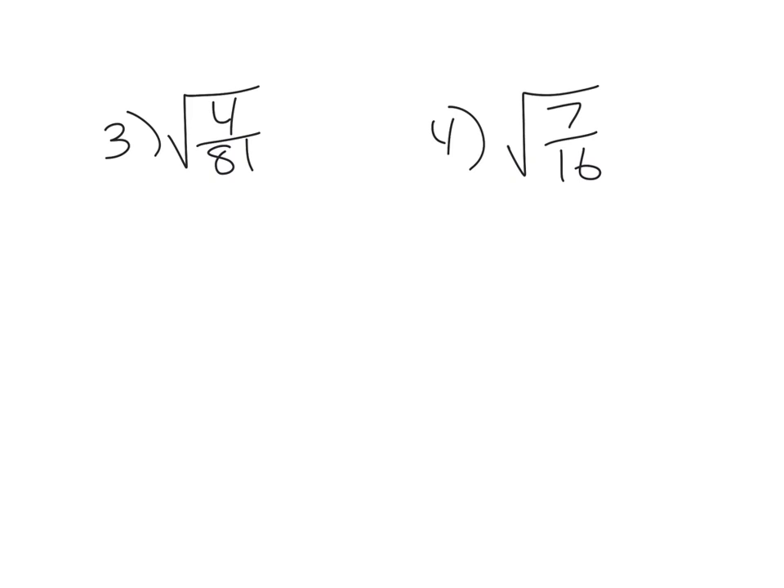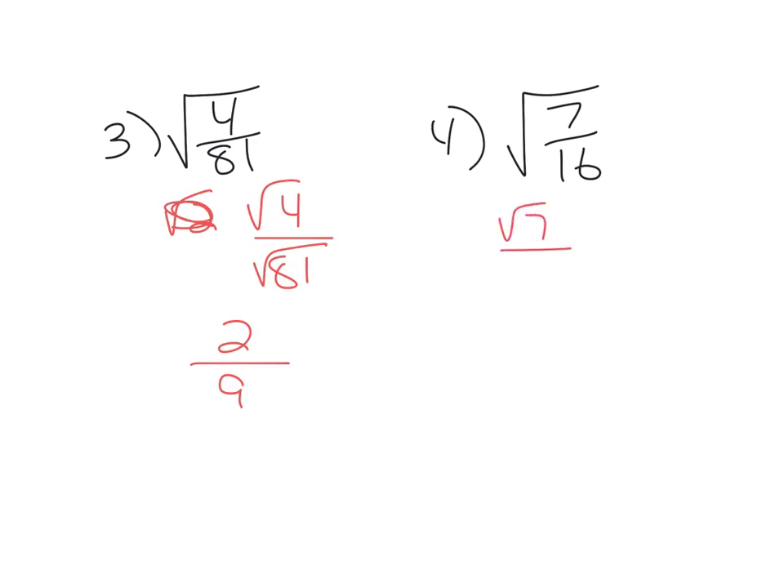Okay, there's some fractions. I told you earlier, fractions inside, you can break them down into 2 pieces like that, and then just take the square root. The square root of 4 is 2. The square root of 81 is 9. All you got to do. Same thing on the next one. I have square root of 7 over the square root of 16. I do not have a clue what the square root of 7 is, so I'm just going to leave that in there. I do know the square root of 16 is 4, and that's perfectly fine.